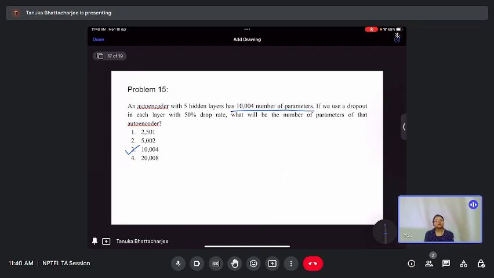So, the number of parameters indeed remains the same, the only thing is how you learn those parameters. In each iteration you are not learning all 10,004 parameters, because you are dropping out some of the parameters, but eventually at the end of all the epochs and iterations, you have learned all the 10,004 parameters and all are there. So, the answer is 10,004.